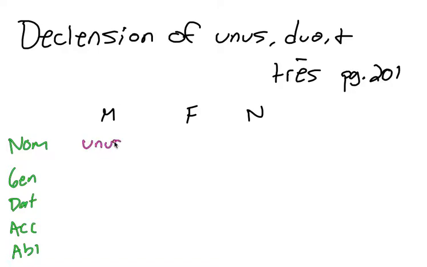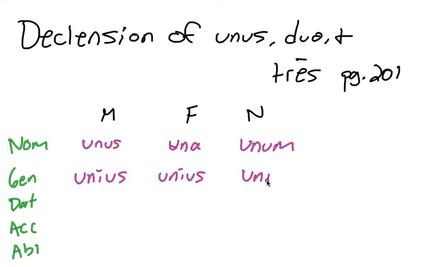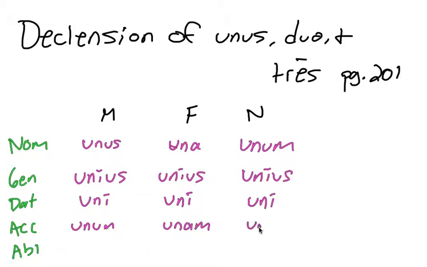Unus, una, unum, and then the genitive is unius. So unus has the pronoun declension, has ius in the genitive, and also in the dative it has an i: uni. Then the accusative unum, unam, unum. And then the ablative uno, una, uno.